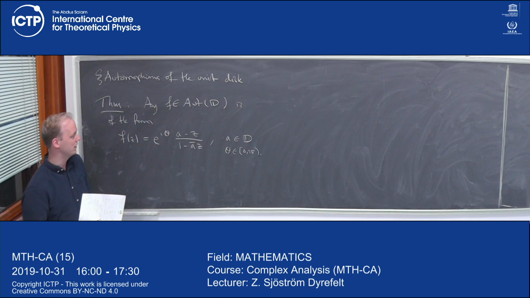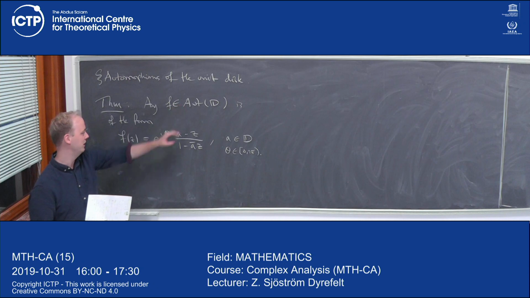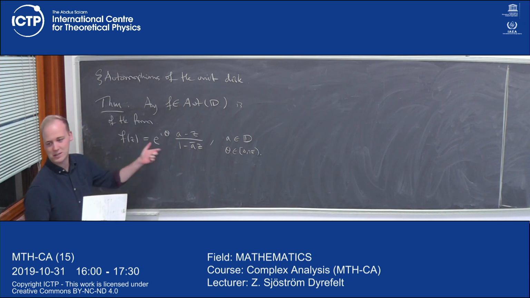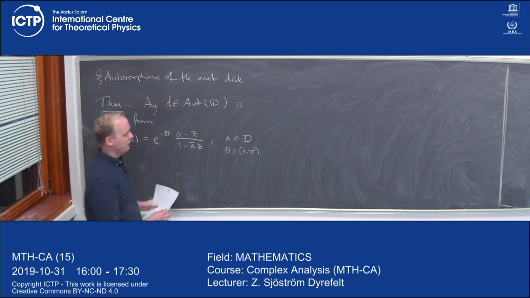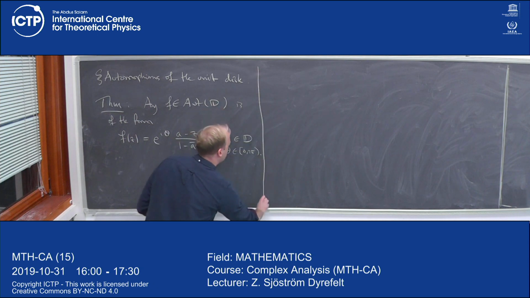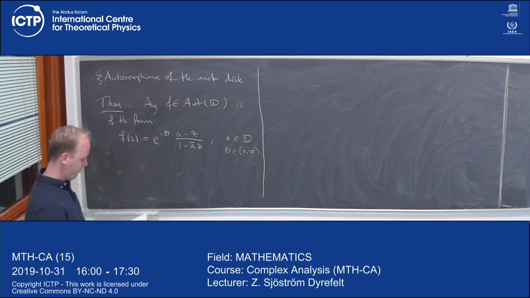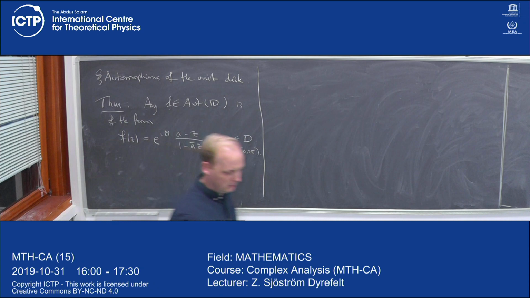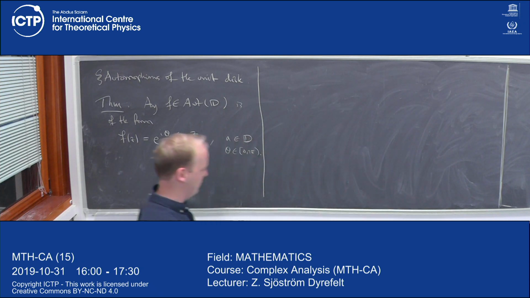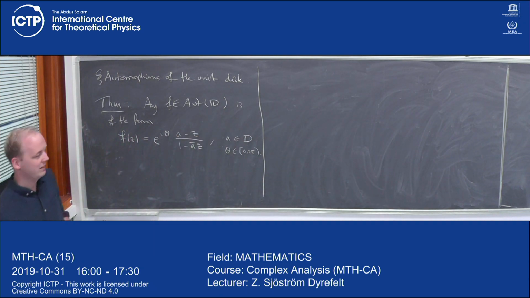So these are precisely the automorphisms of the unit disk. Okay? So I could have written that the automorphism group of D is the set of all such f. Now let's see how we can prove it. You know what we will use, right? What is the strong result we want to use? Schwarz lemma. And how do we apply it? This is the question.